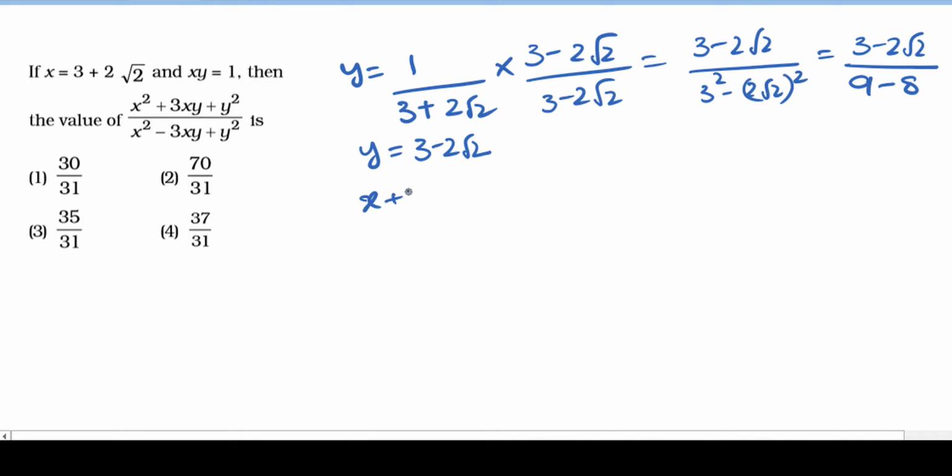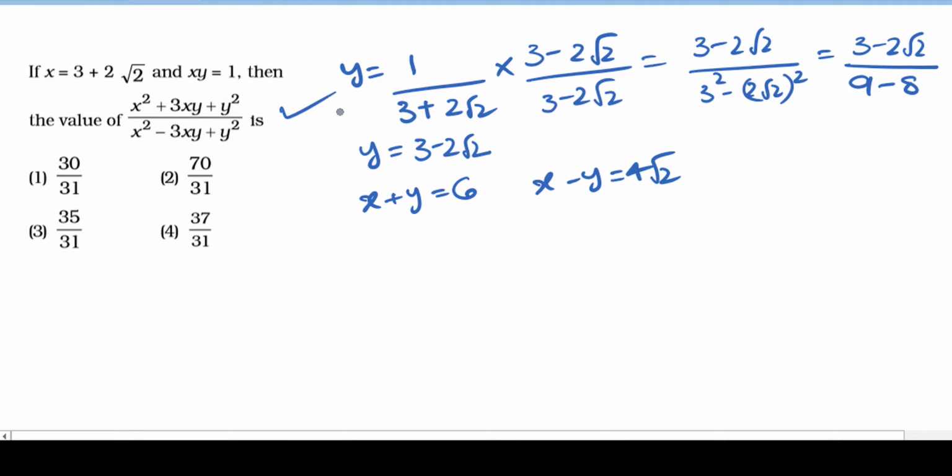Now we get x plus y as 2 root 2 gets cancelled, so that is 6. Now x minus y as, that's right, it's 2 root 2 minus into minus 2 root 2, that is 2 root 2 plus 2 root 2, that is 4 root 2.